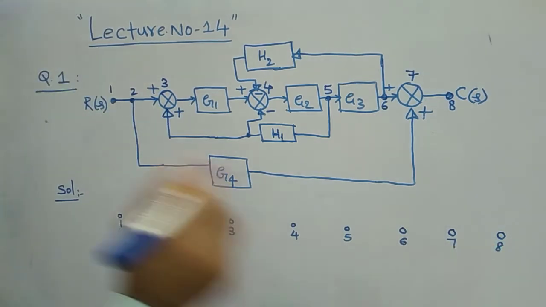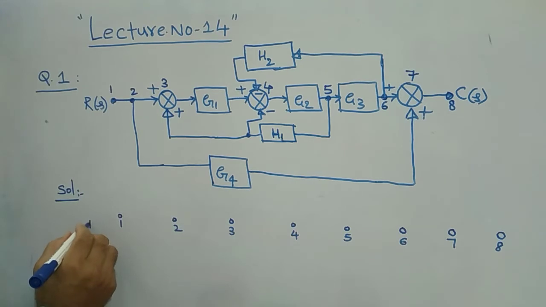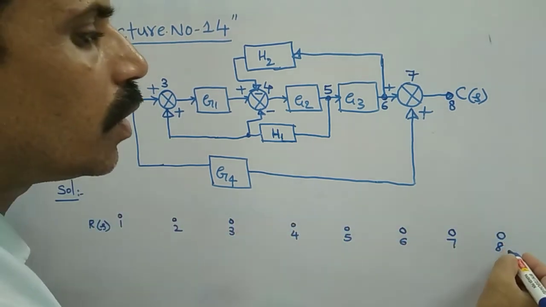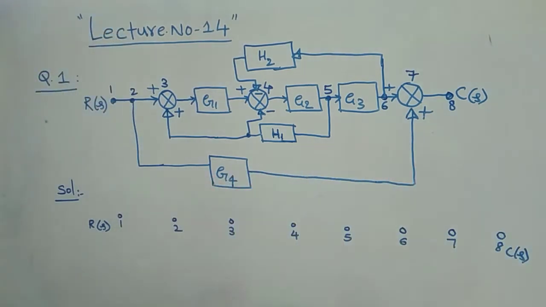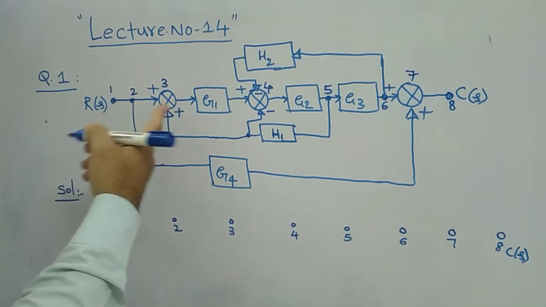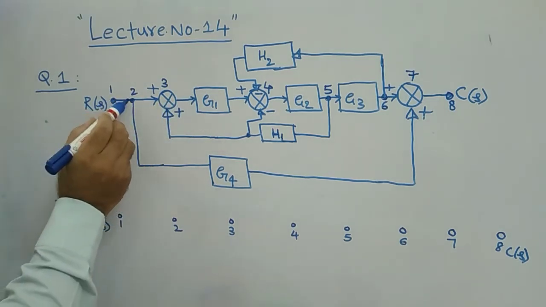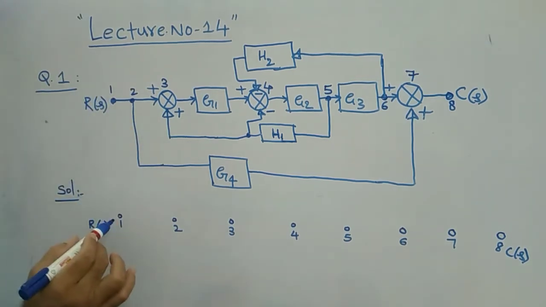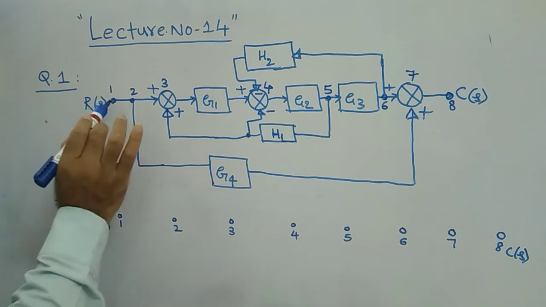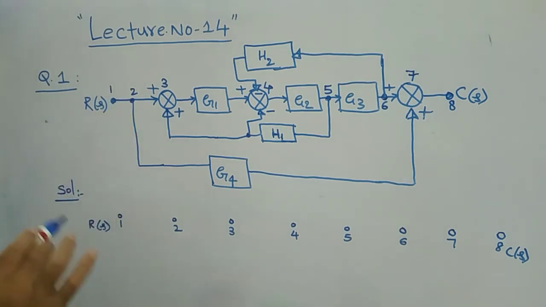Is it not? So the first node is obviously your R of S, and the eighth node is your C of S. Clear? Now look at this diagram first. From node 1 to node 2, between the first point and the second point, point 1, point 2, what is there? There is a straight line only. There is a single line.